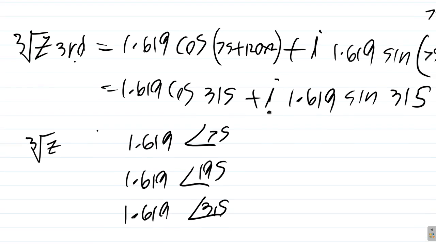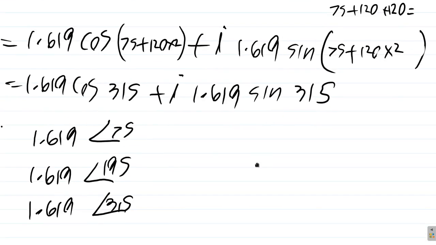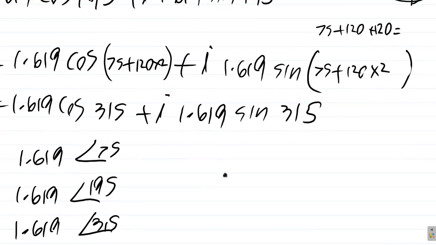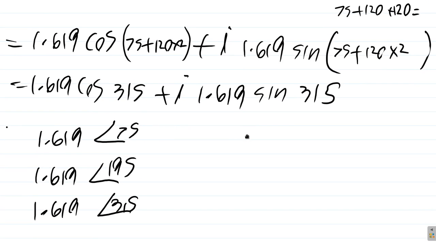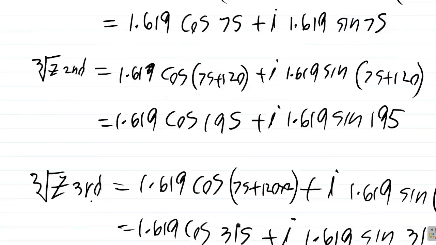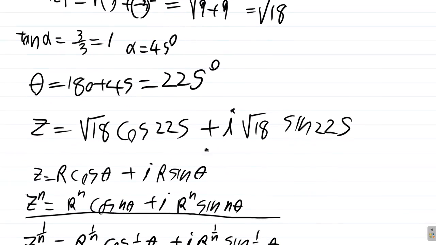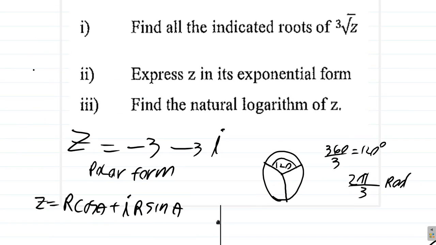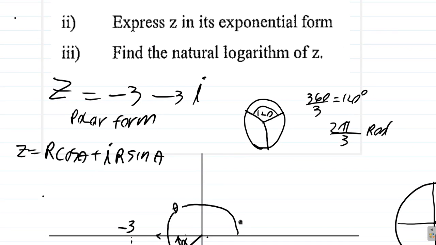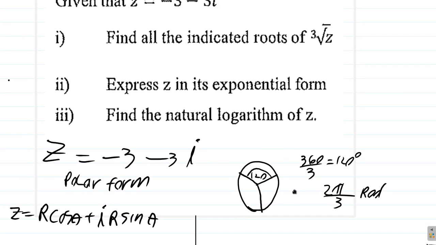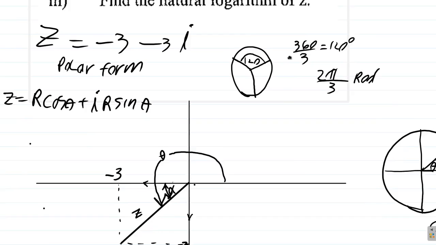Alright, so as I said, you could get out the numbers, some number plus i some other number, and if you cube it, you should get back your original z, which is negative 3 minus 3i. Alright? Okay, now express z in its exponential form.